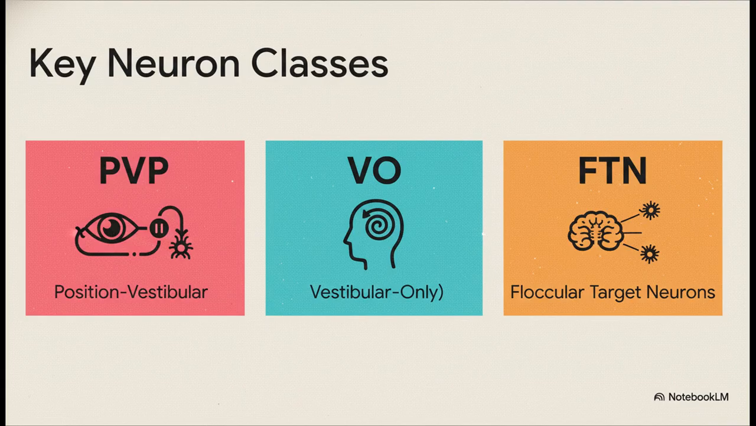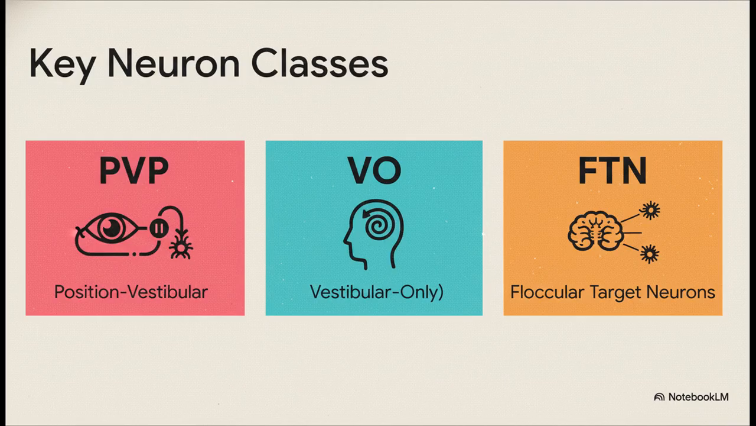But they do something clever. They pause during fast eye movements, or saccades, which stops you from getting blurry vision. Then we have the vestibular-only, or VO neurons. These are crucial for something called velocity storage. It's the brain's way of kind of extending the sensation of turning, which helps us perceive low-frequency motion.